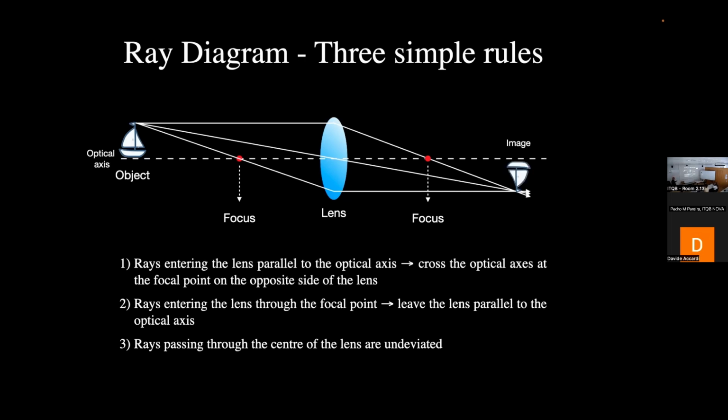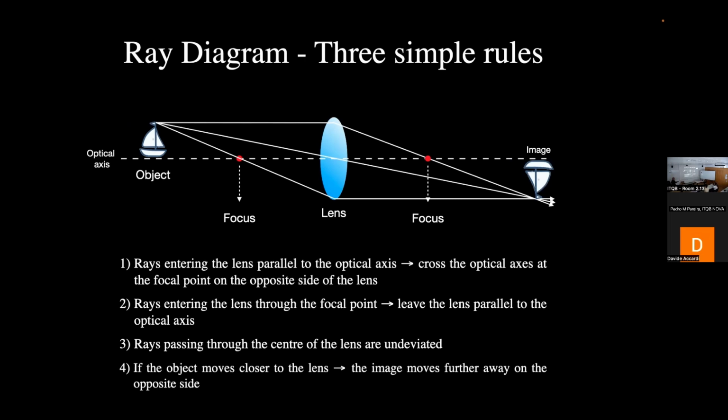And since there are three rules, I will also add a fourth observation. That is when the object moves, the image will be created where these rays are intersecting, and when the object moves closer to the lens, the image will also move farther away.